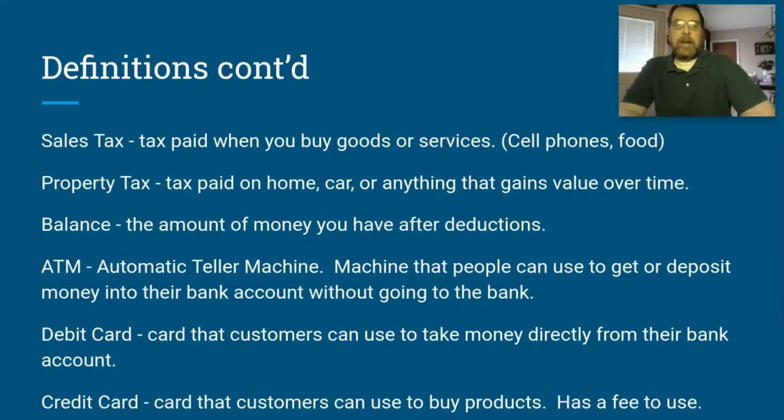Sales tax is tax paid when you buy goods or services. This is cell phones, food, video games, somebody that comes over and cleans out your chimney, somebody comes over and repairs your stove or your lawnmower or your car. Those are sales tax. You're paying them for a service. A property tax is a tax paid on homes or a car or anything that gains a value over time.